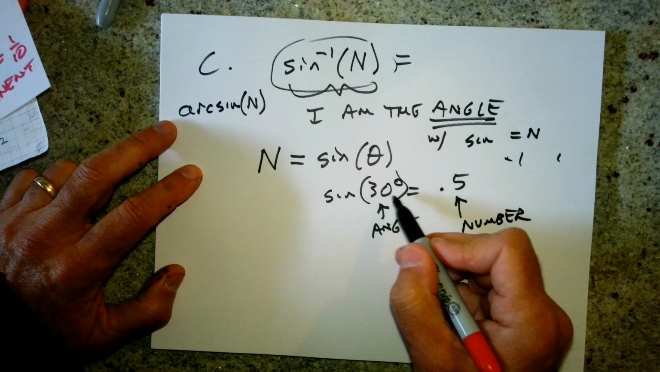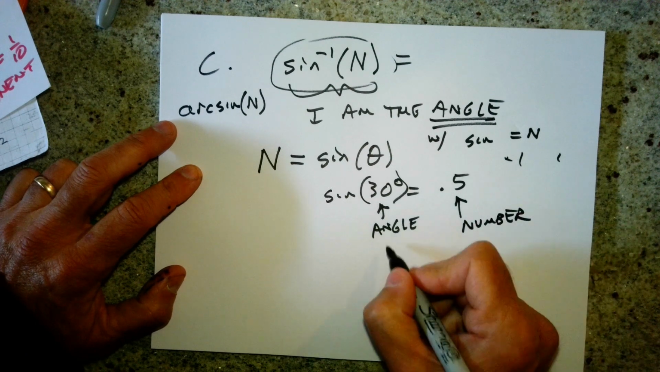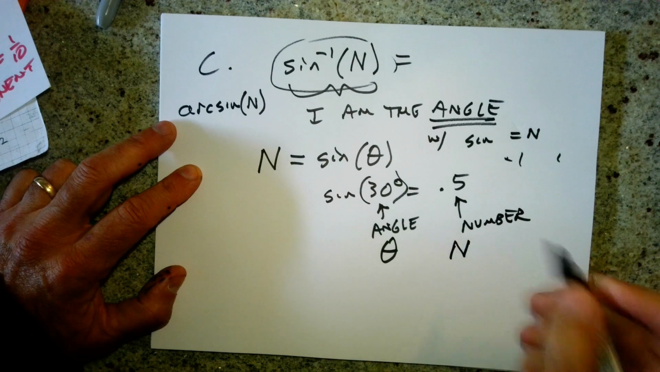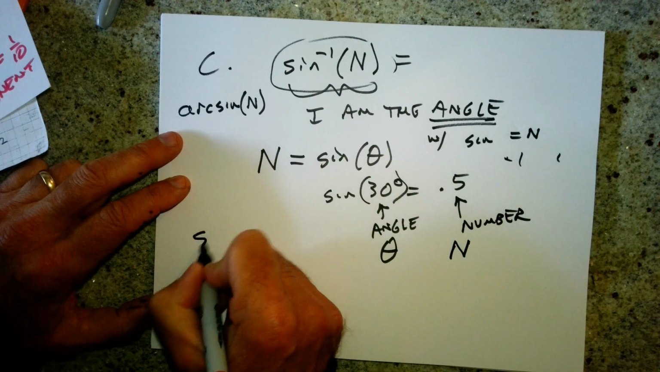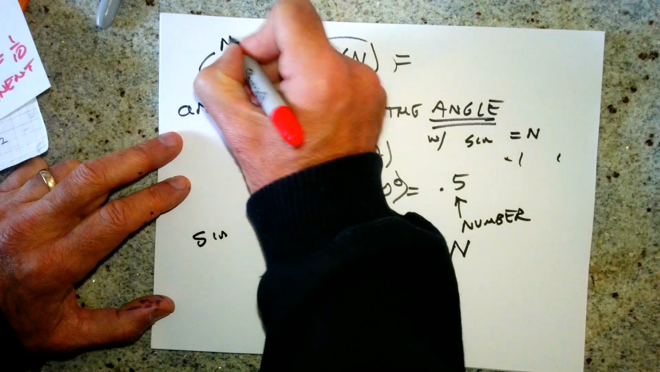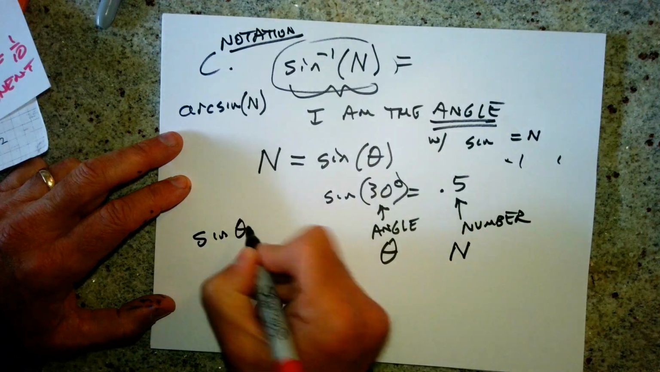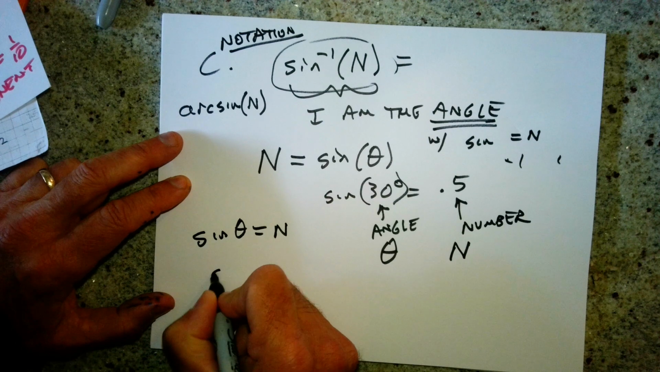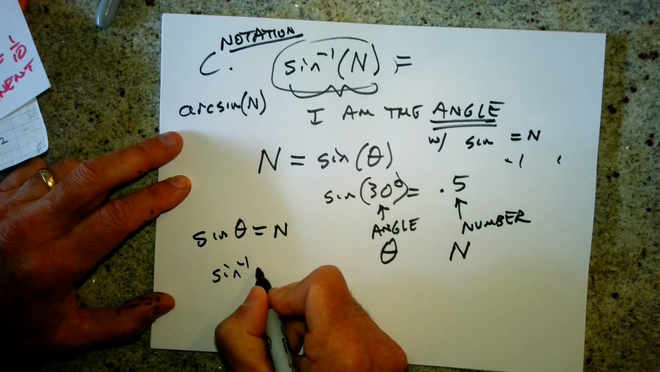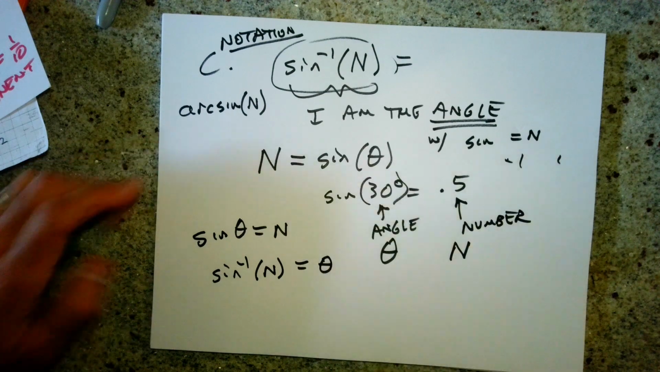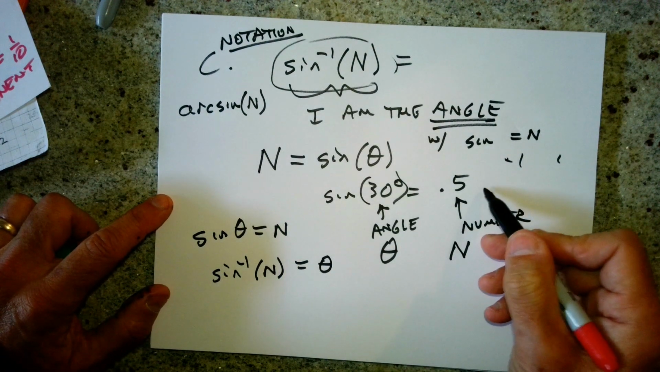You take the sine of an angle and you get a number. This is the angle, we'll always call that theta in my videos, and this is the number, we'll always call that capital N in the videos. So we'll call this whole thing notation. You can write sine of theta equals n, or you can write inverse sine of n equals theta. Theta for angles, n for numbers.